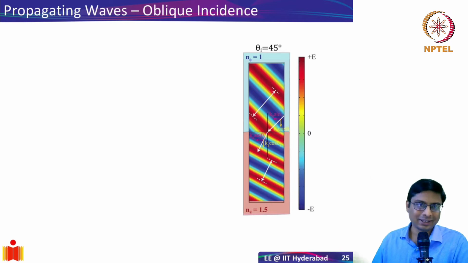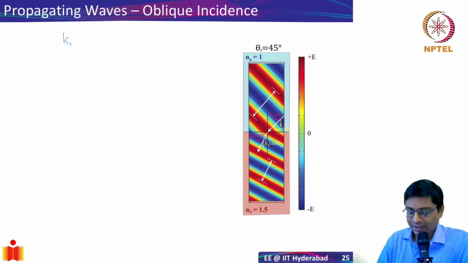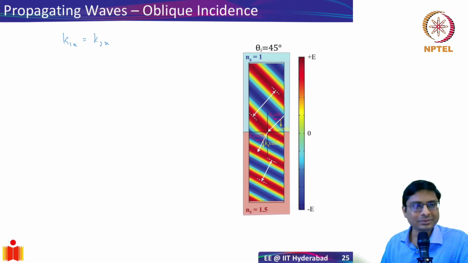In fact, if you look at Snell's law, it is nothing but conservation of the wave vector in the parallel direction. Because we said that K1x should be equal to K2x. If I decompose my wave vectors, I can decompose them into x and y components. Simply, I know the angle of incidence. So my x component will be K1 sine theta I, which should be equal to K2 sine theta 2.